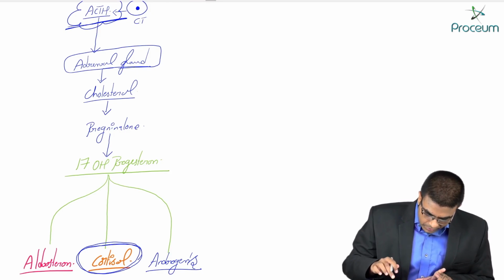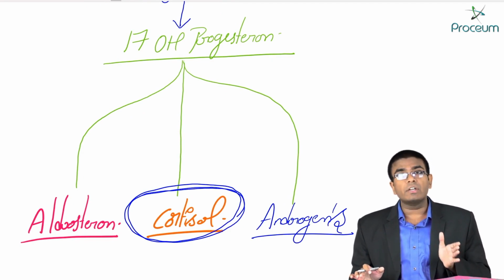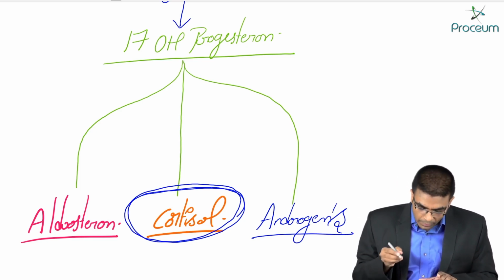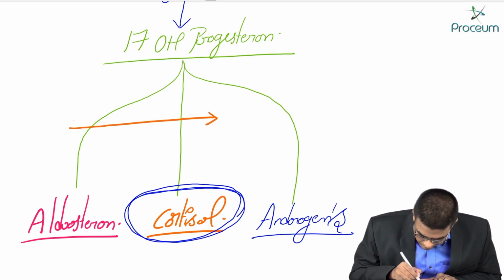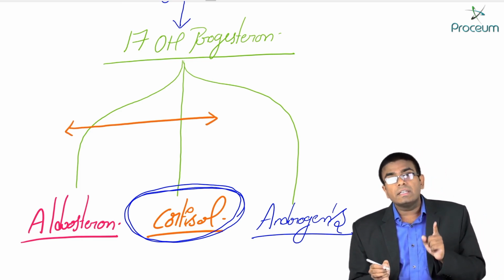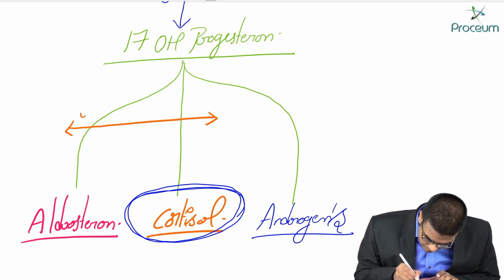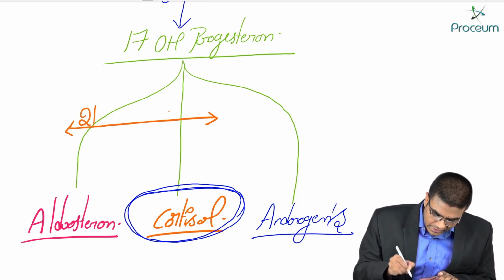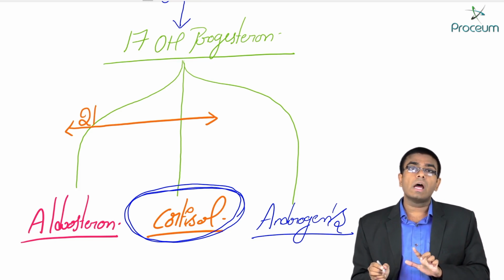Now guys, please remember, please concentrate here. This 17-hydroxyprogesterone can be converted into aldosterone, cortisol, or androgens. For the production of aldosterone and cortisol, guys remember, it needs an enzyme. The very important enzyme is 21-hydroxylase. Okay, so 21-hydroxylase is an important enzyme for the production of aldosterone and cortisol.